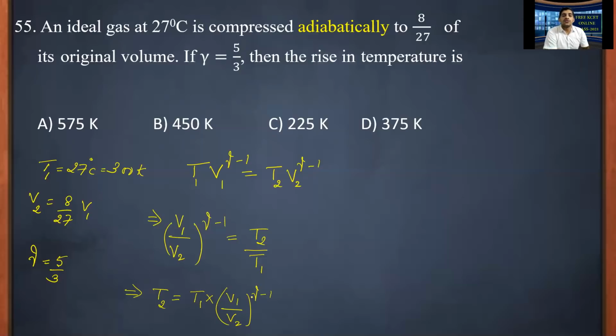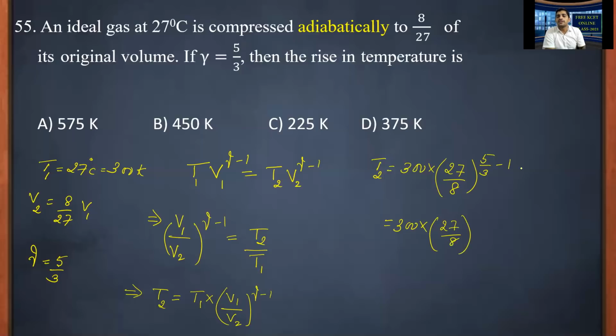All right. So now what is T2 then? T2 is equal to T1 is 300 into what is V1 by V2? V2 is nothing but 8 by 27, so we'll write this 27 by 8. What is gamma? Gamma is nothing but 5 by 3. So it is 5 by 3 minus 1. So that is equal to 300 into 27 by 8, the whole raised to 2 by 3.